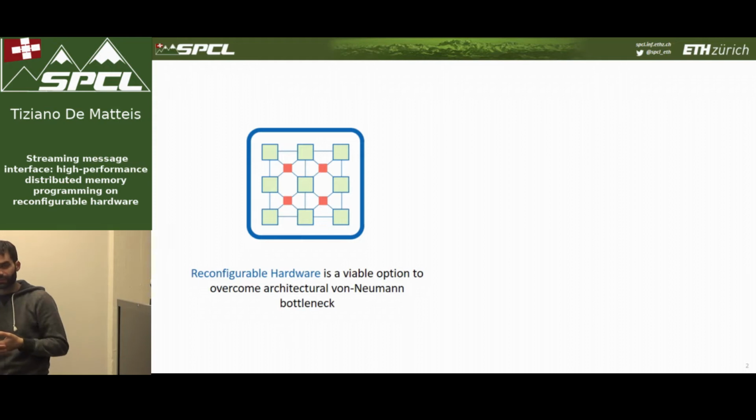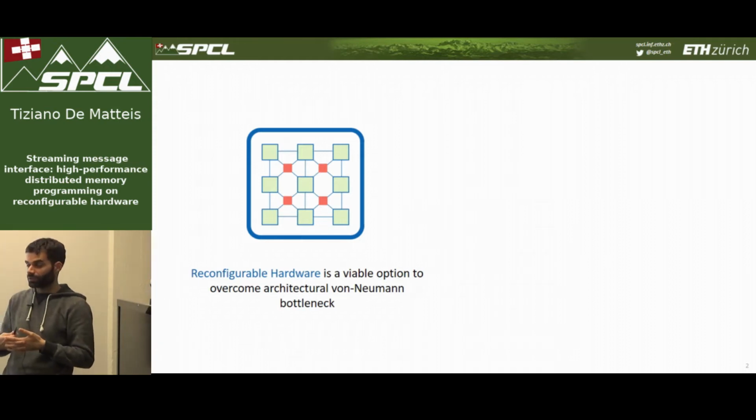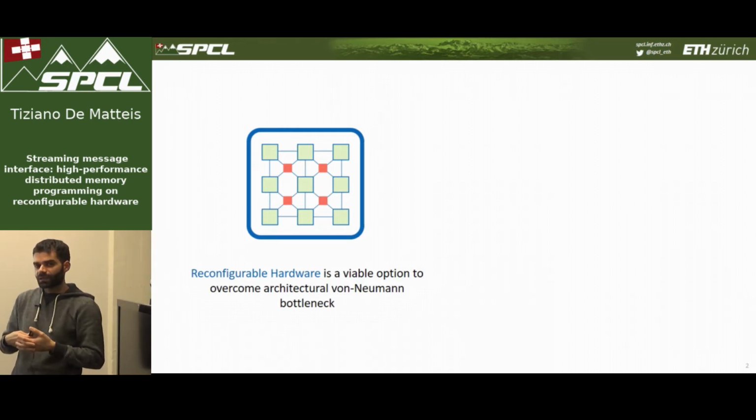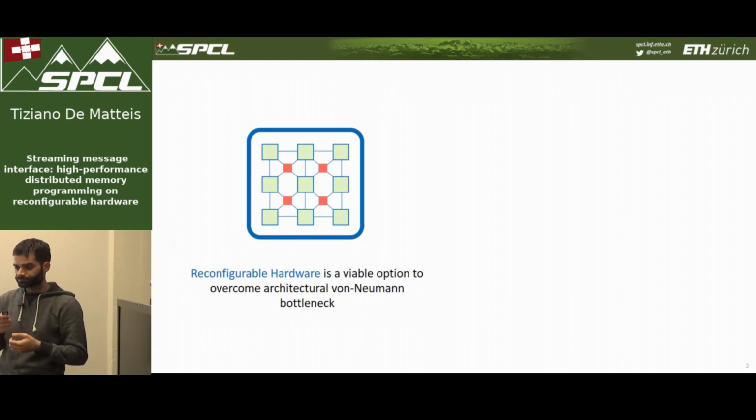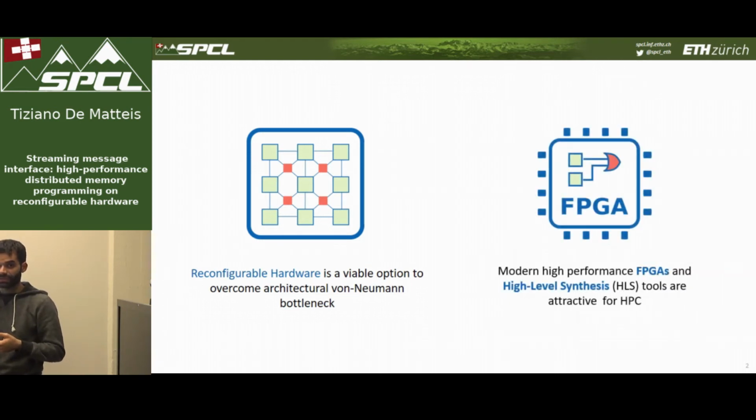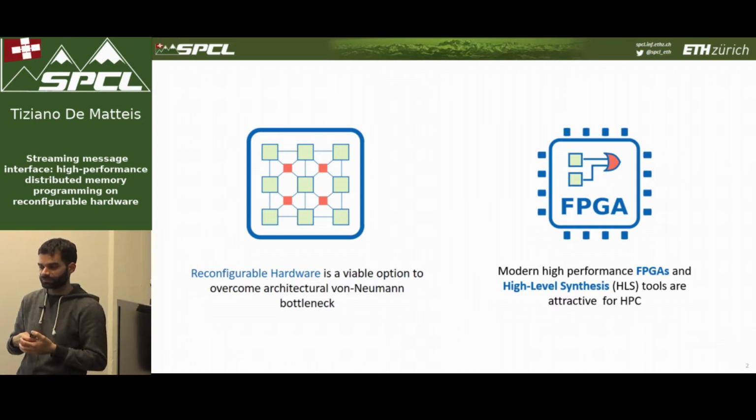So in this scenario, reconfigurable hardware could be a valuable option to overcome some of the limitations of von Neumann architecture. In particular, thanks to the fact that we are able to lay down the circuit according to the application layout, we can avoid some of the overhead that are typical of von Neumann machines. So FPGAs are probably the most commercially diffused implementation of this kind of concept.